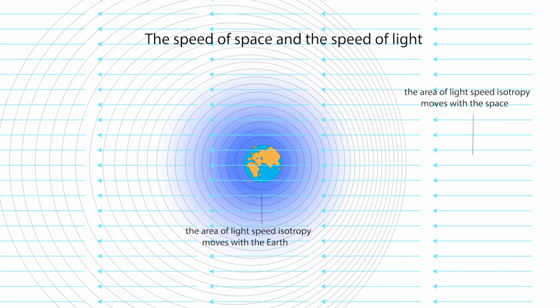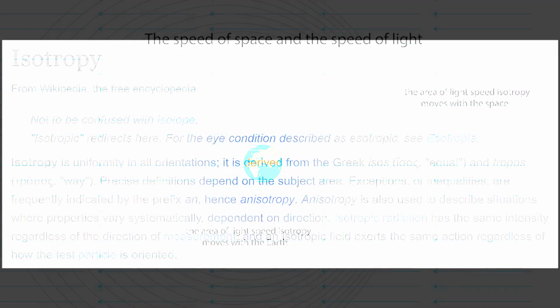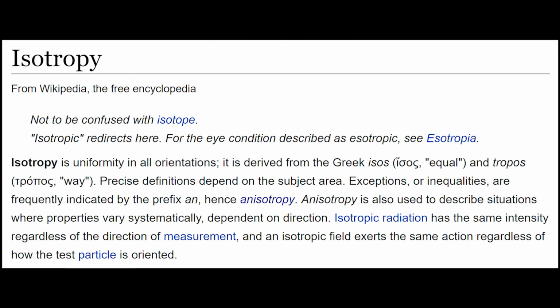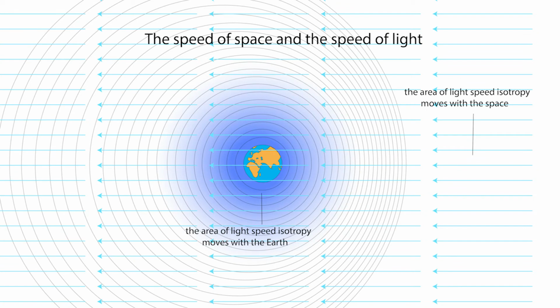It's saying that the speed of light, that is, the speed of electromagnetic interaction, nearby the Earth most likely depends on the magnetic field of our planet, which moves together with Earth and creates an area of light speed isotropy around the planet. But over a long distance, the tension of the magnetic field decreases and the speed of light will depend on the speed of space.